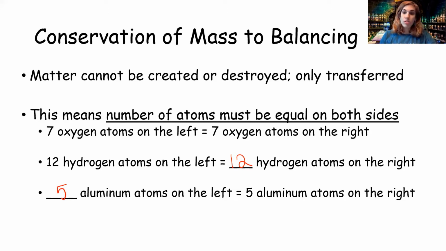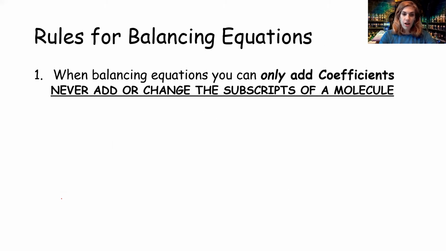If the atoms are not equal on both sides, then you need to add coefficients in front of the compounds until they're balanced. But when you are balancing equations, only add the coefficients. Those are the big numbers in front of the compound. I'm going to say this 3 times very slowly because it is very important. Never, ever, ever add or change the subscripts.